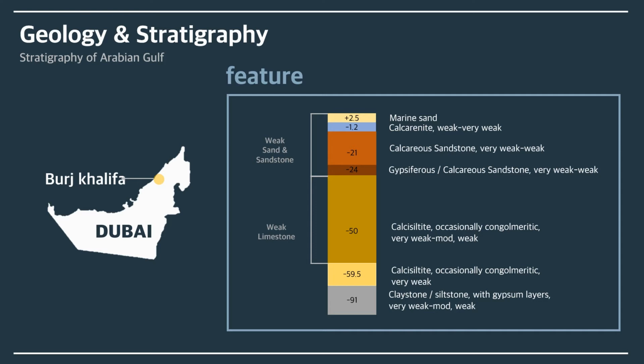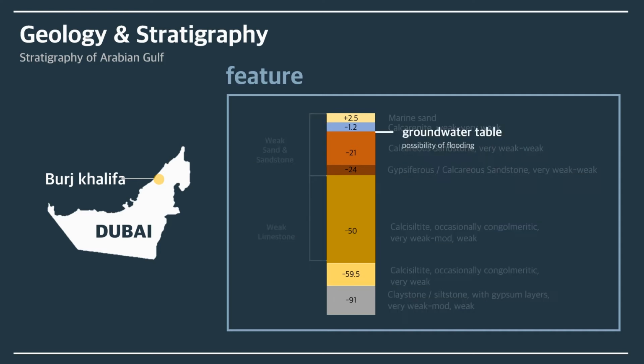It consists of sand and weak sandstone up to 24 meters below ground, and weak limestone from 24 meters to 50 meters. In other words, you can see that most levels are weak. Below, these are weak sandstone and limestones which are unsuitable to support the structure.